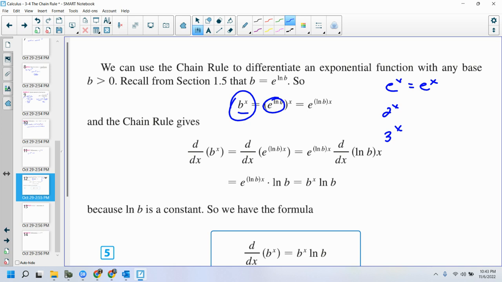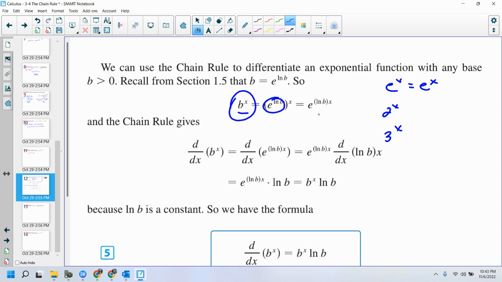E to the ln is going to cancel, leaving just the base. So they're going to rig this up so that b is really equivalent to e to the ln of b to the x. Now, when I take a power to a power, I multiply. So this is really e to the ln of b times x. Now, how does that help us?